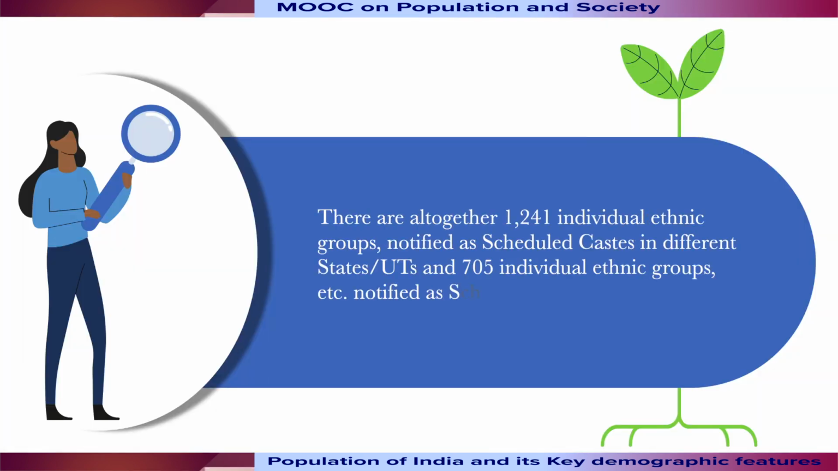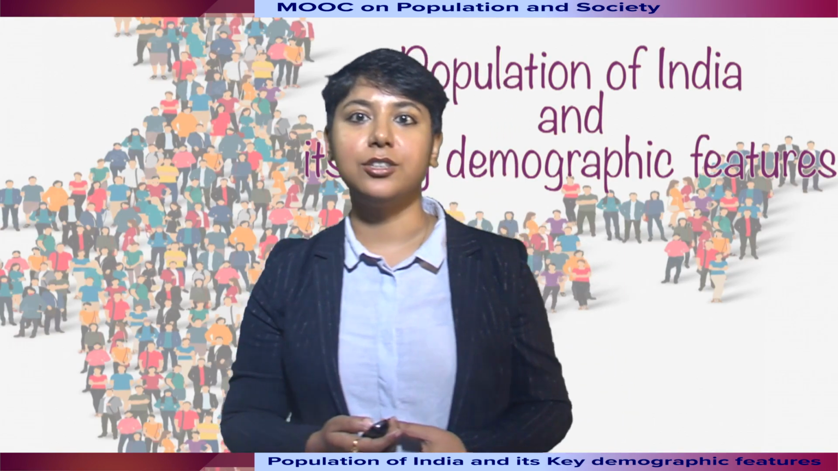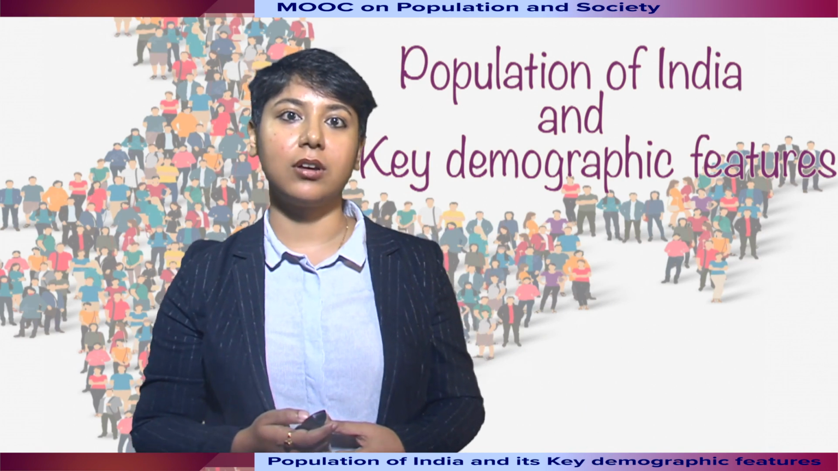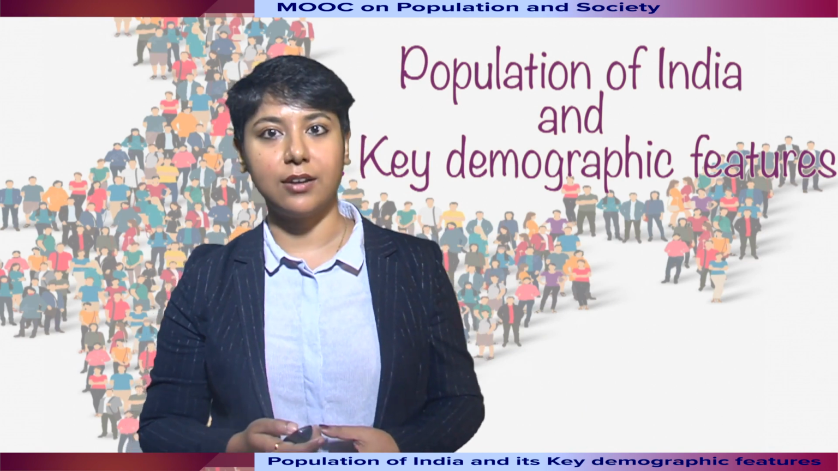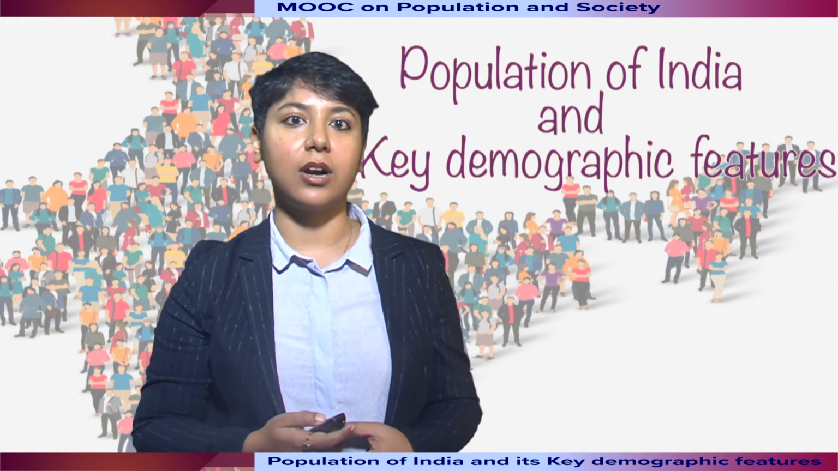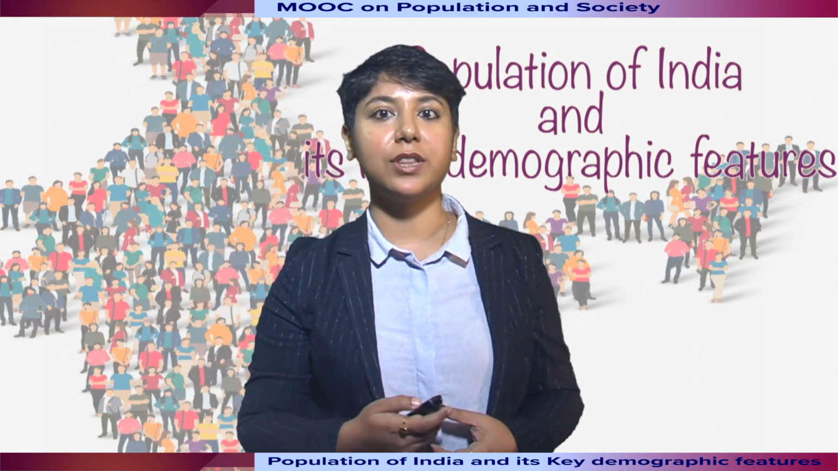There are altogether 1,241 individual ethnic groups notified as scheduled castes and 705 individual ethnic groups notified as scheduled tribes according to the 2011 census. The scheduled castes are by and large landless agricultural laborers and cultivators with small land holdings and small commodity producers or artisans, and due to their association with agricultural activities, their main concentration is found in the alluvial and coastal plains of the country. They are mainly concentrated in Punjab, Uttar Pradesh, West Bengal and Bihar.